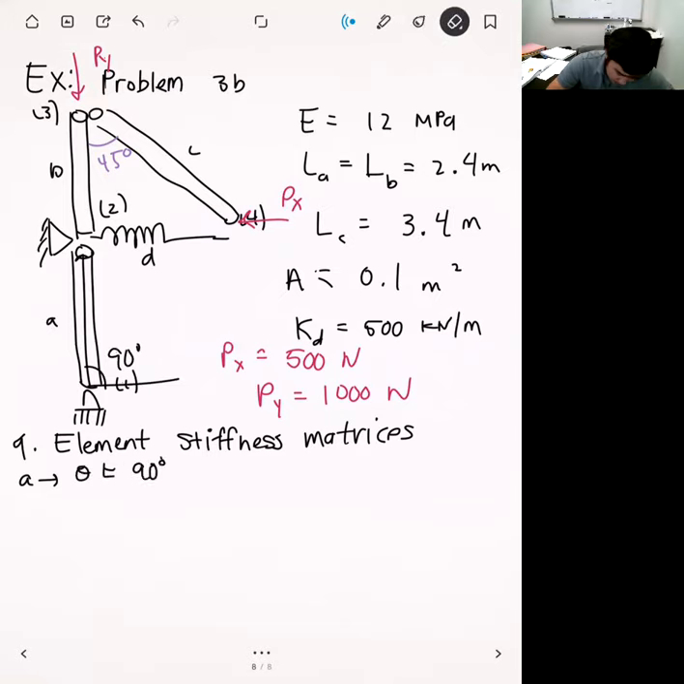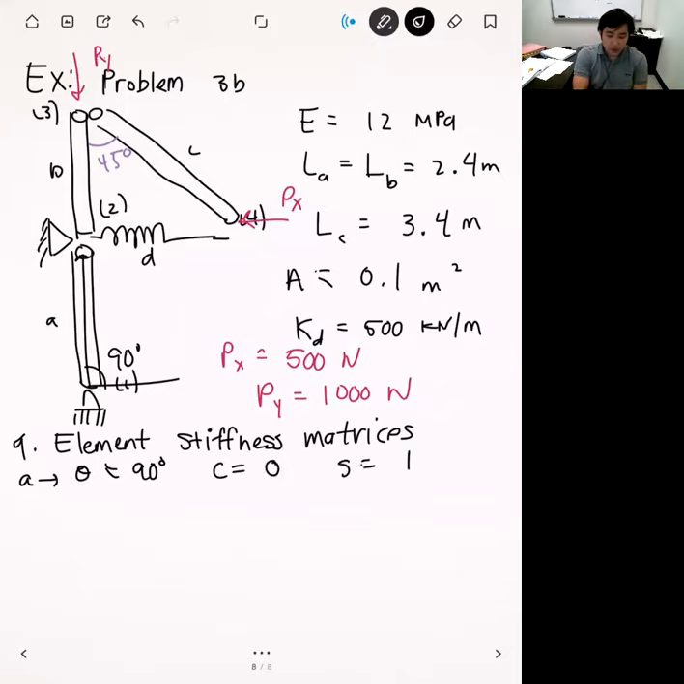If you have an element that's either 90 degrees or 180 degrees or some multiple of pi over 2, you're in good shape because a lot of the element stiffness matrix is going to cancel out. The cosine of 90 degrees is going to be 0, and the sine of 90 degrees is going to be 1.